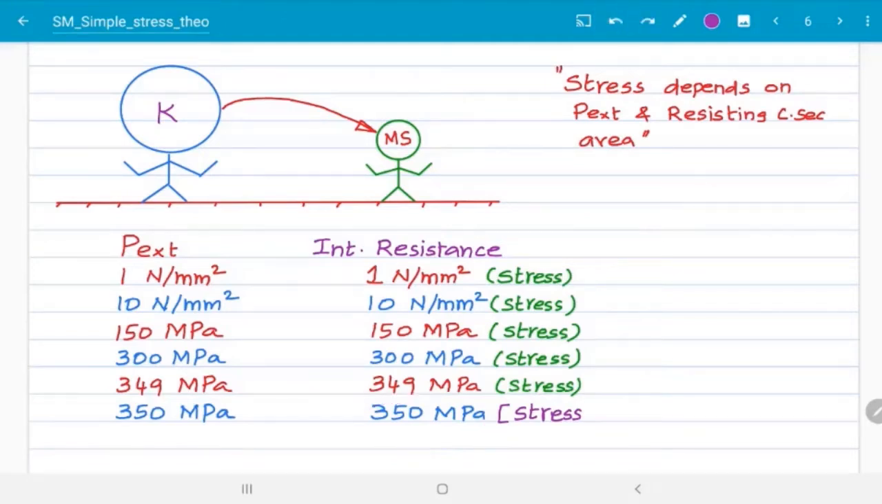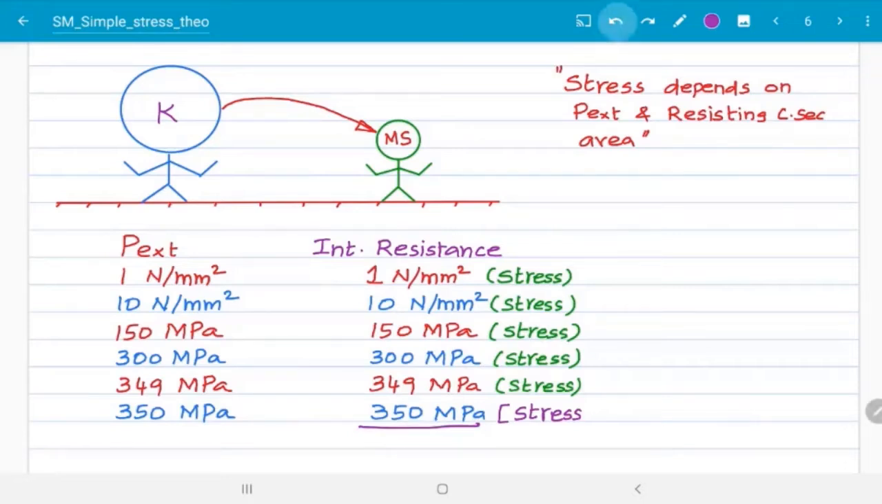Now, instead of Mahendra Singh, let us assume that it is mild steel. So the failure value depends upon the externally applied load or the material? Tell me. The failure value depends upon the material. Material means MS. Material property, right?